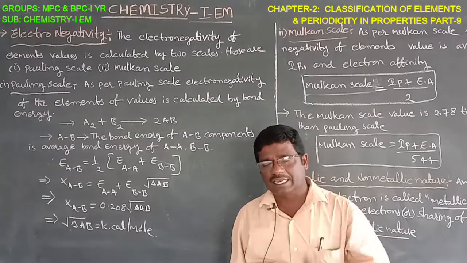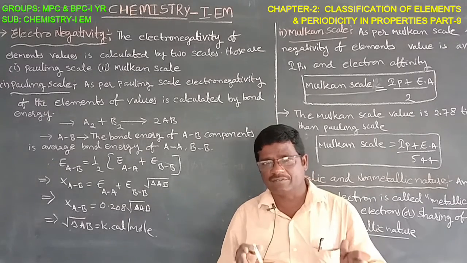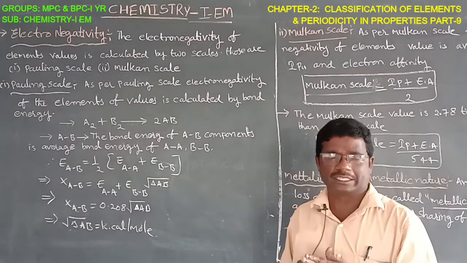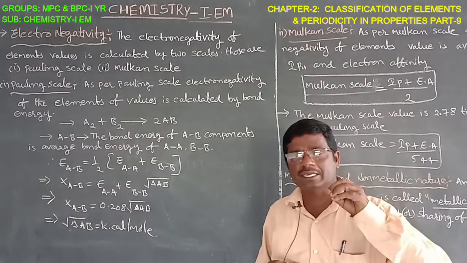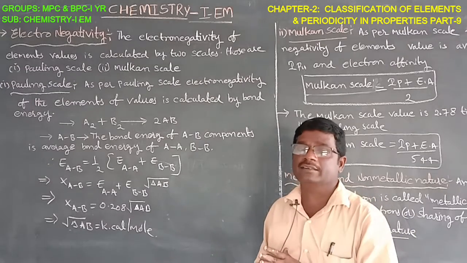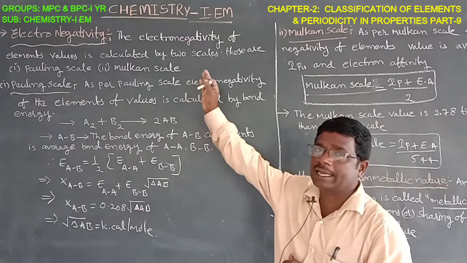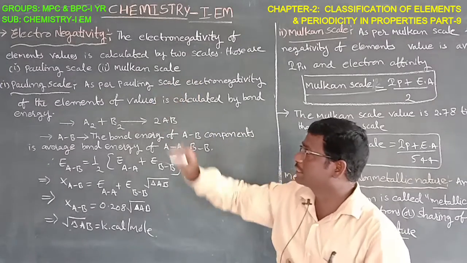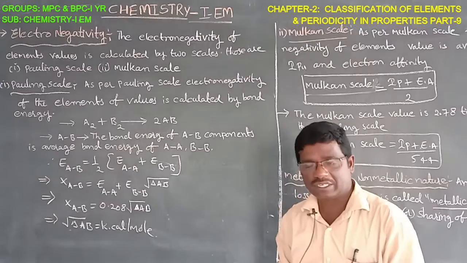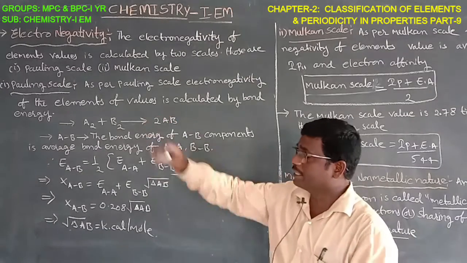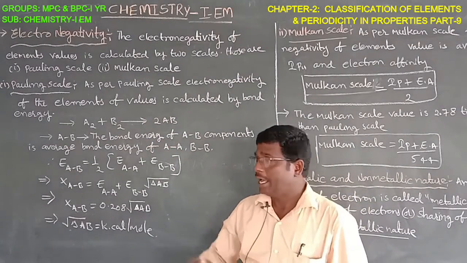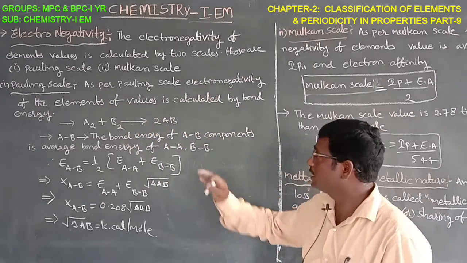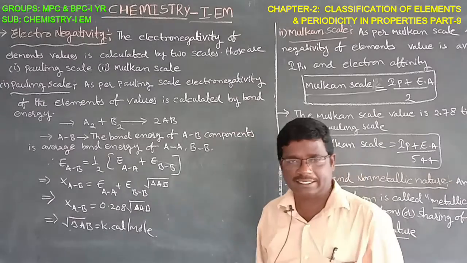The electronegativity values of the elements are calculated by two types of scales, known as the Pauling scale and the Mulliken scale. Here is the first one, the Pauling scale. As per the Pauling scale, the electronegativity values of the elements are calculated from the bond energy.